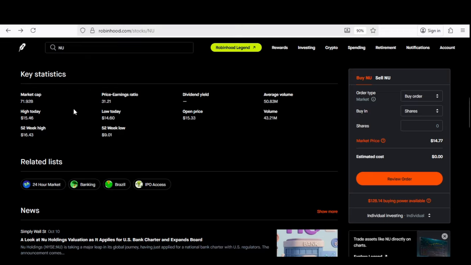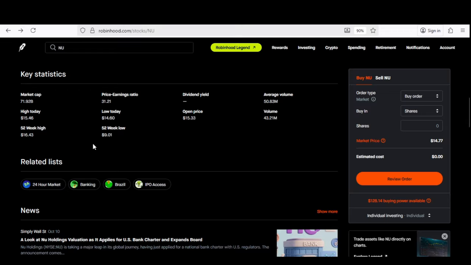Now, the market cap for Nubank is $71 billion. As a comparison, the market cap for SoFi sits at around 31 billion. So this company has a market cap twice as much as SoFi. The PE ratio for Nubank is around 31, which is not bad. I still think it's pretty reasonable. If you compare that to SoFi, you're going to see SoFi has a price to earnings of around 52, which is way higher than Nubank's.